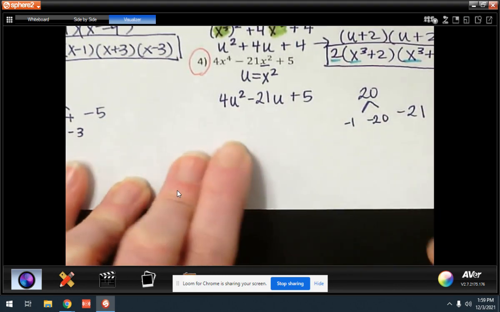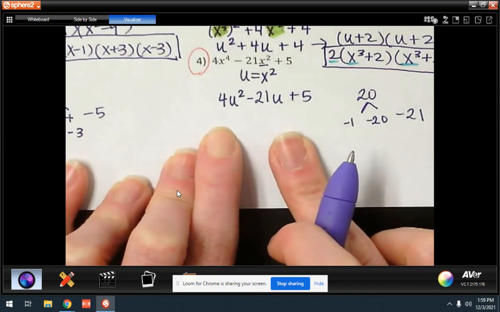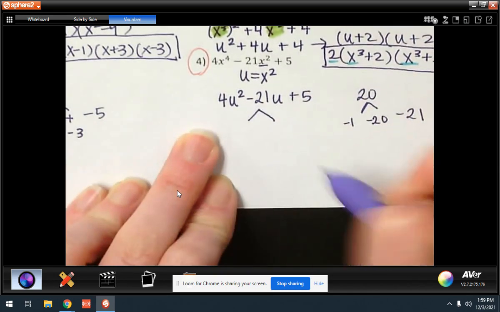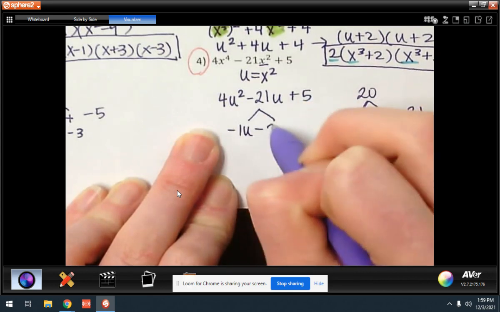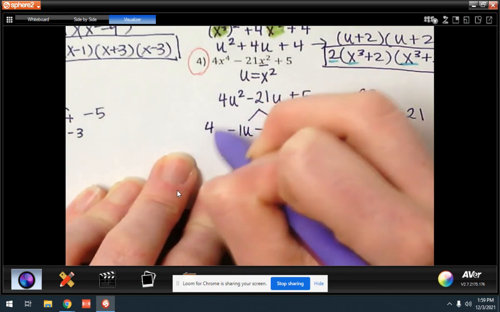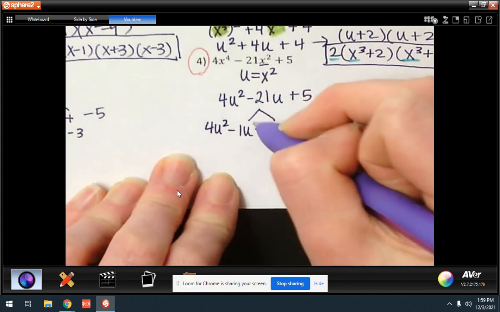-20 and -1. Okay, do not write U minus 1 and U minus 20. Shortcut does not work here. We have to split the middle. Minus 1U minus 20U. You could put those in either order. You'll get the same at the end.